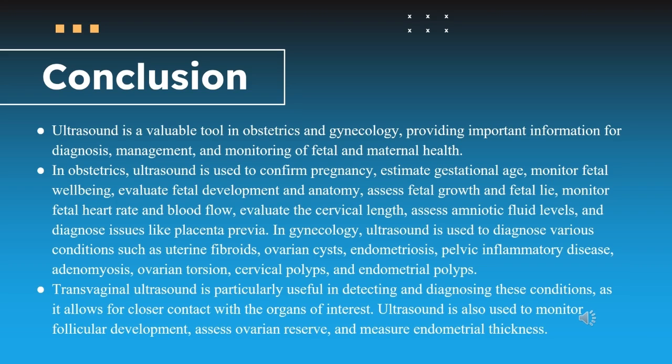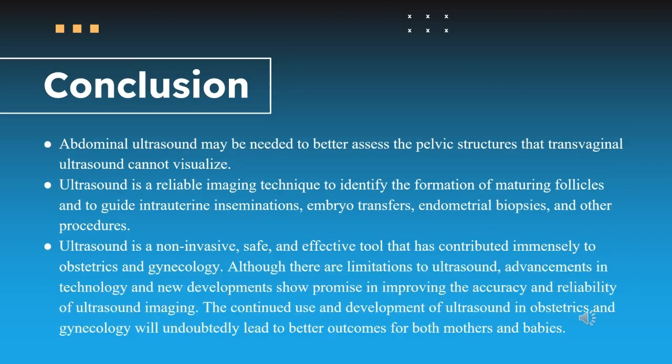Transvaginal ultrasound is very useful. It can get up close to the organs of interest. It can also be used to monitor follicular development, assess ovarian reserve, and measure endometrial thickness. Abdominal ultrasound may be needed to better assess the pelvic structures that transvaginal ultrasound cannot visualize. As I mentioned before, if the uterus is too large to be included in the field of view on a transvaginal, there may need to be abdominal ultrasound included.